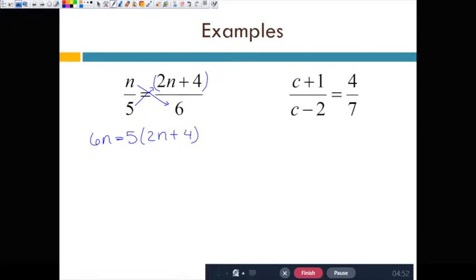Because if I just multiply 5 times 2n, that's not going to give me the same answer. I have to make sure I multiply 5 times 2n and 5 times 4. So writing it out like this makes it easier, so that I know that I have to distribute. So I'm going to distribute my 5, and I'm going to get 10n plus 20.